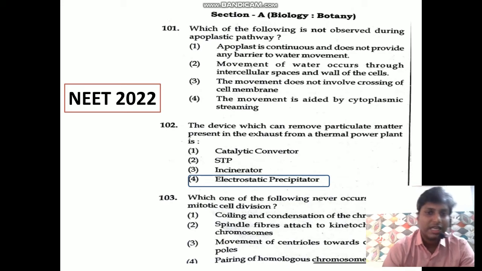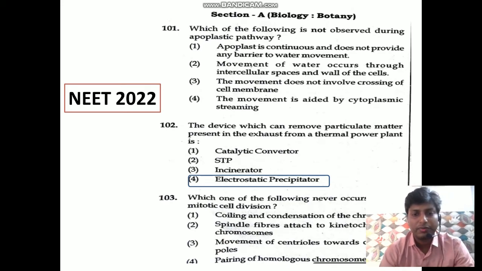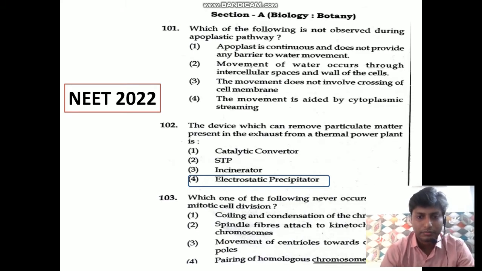Okay, so now let's start with the third question. What is the third question? Let us see, dear students. The third question is, which one of the following never occurs during mitotic cell division? Now again, dear students, in this question please remember that they're asking which one of the following never occurs, right? So you have to be careful about the question. Which of the following never occurs during mitotic cell division?